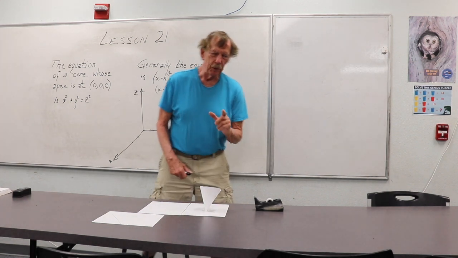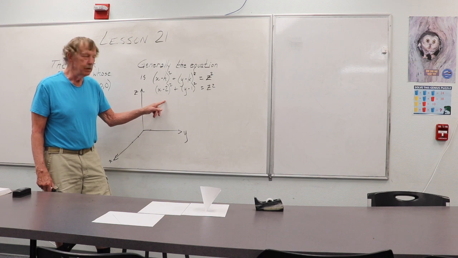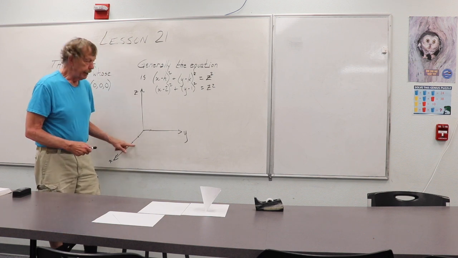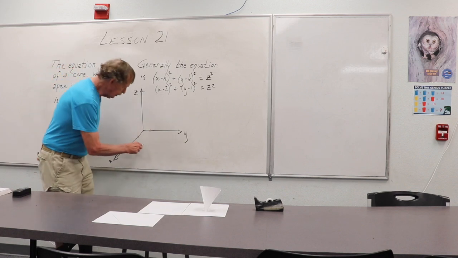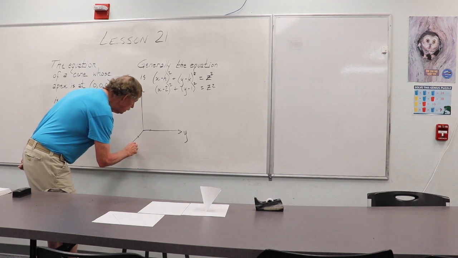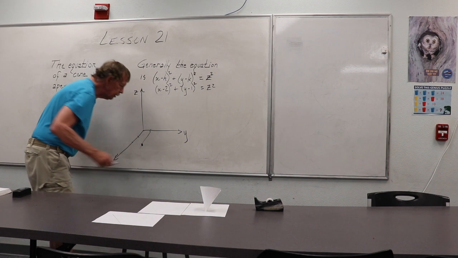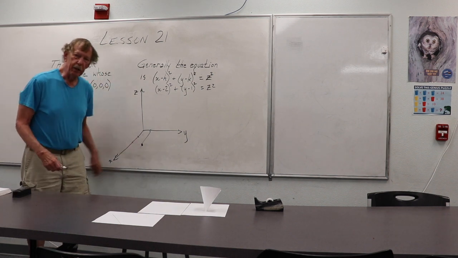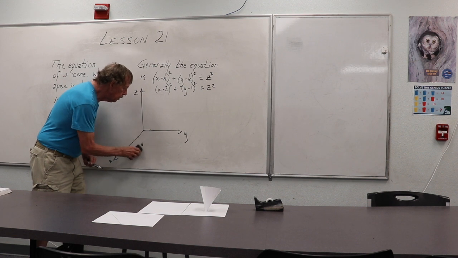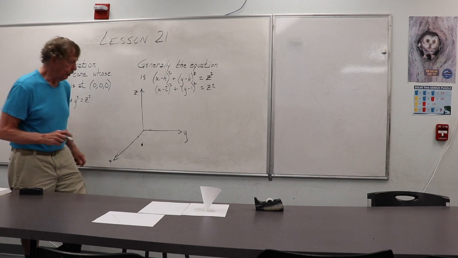In this example, we have moved the apex of the cone 2 units out the x-axis and 1 unit out the y-axis. That would be a point right about there in our picture. But we still have the cone.